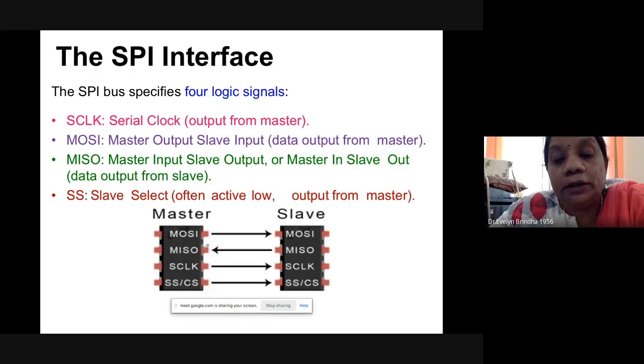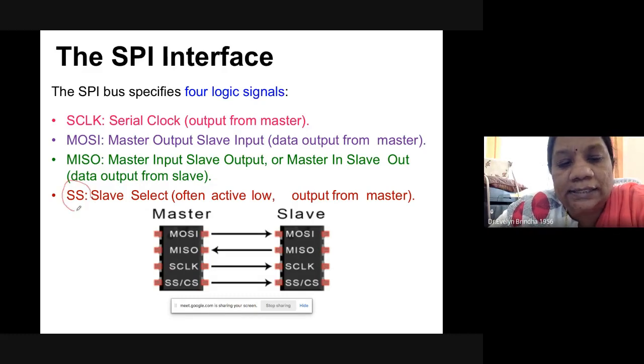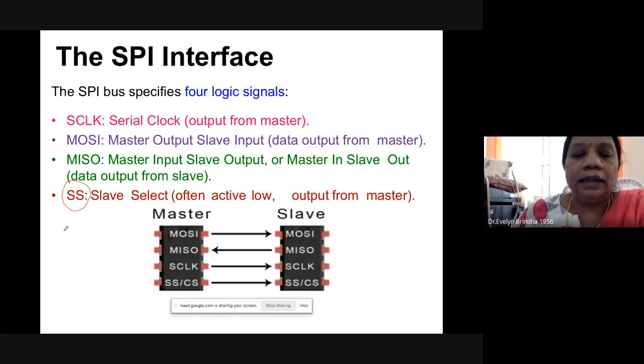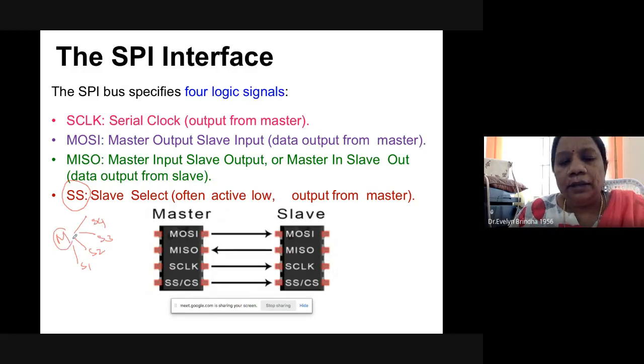And the fourth important logic signal is called SS. Please remember these names. They are all very important for your test. This is called SS. SS means slave select. As I told you, your SPI can have a single master connected with multiple slaves. Slave 1, slave 2, slave 3, slave 4. At a time, you can communicate only with one slave. Communication can happen only with one slave. So you should be able to select that particular slave. For that only we are using this SS, slave select.